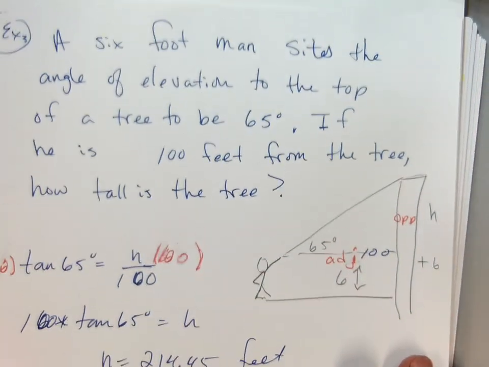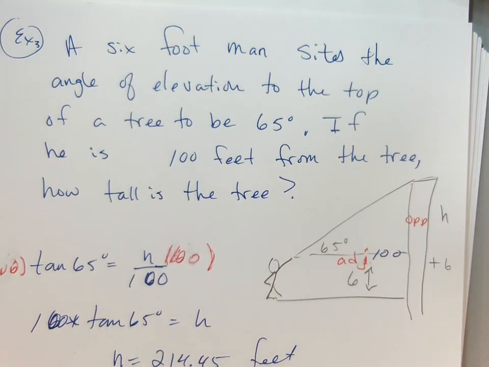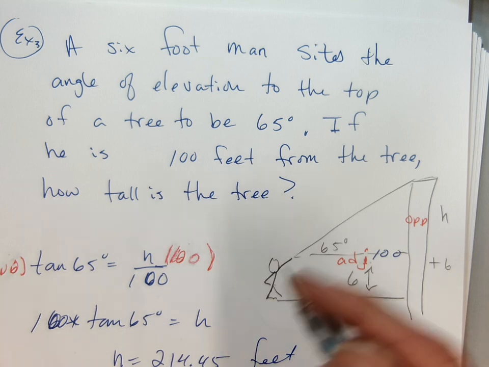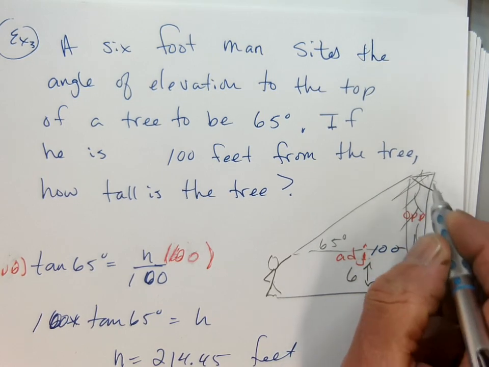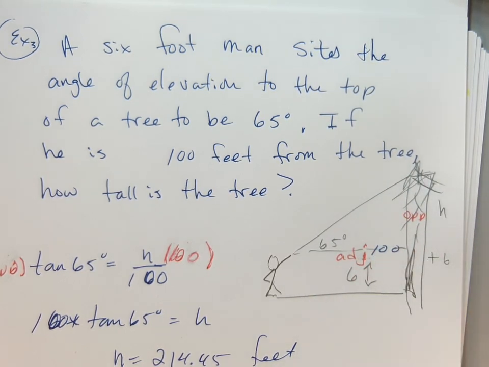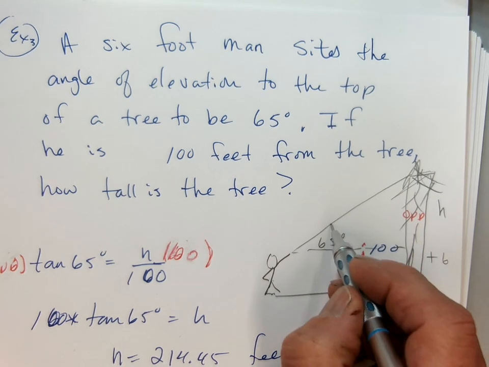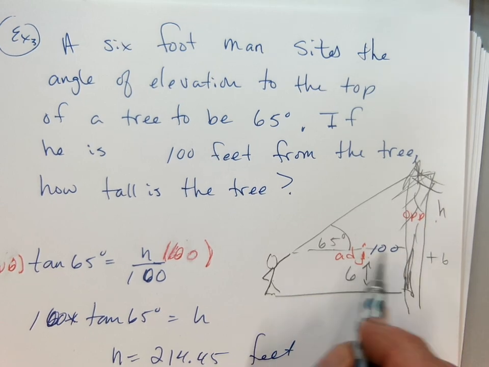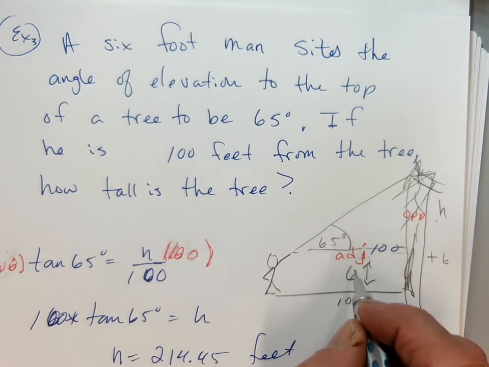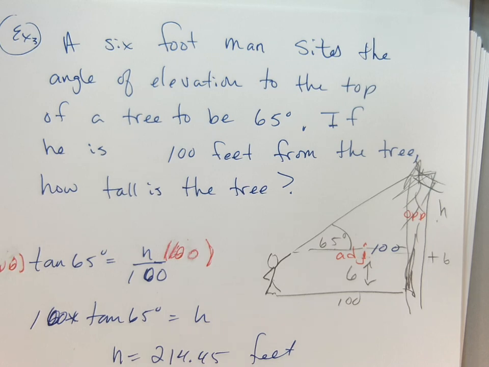And then finally, we had a little story problem. Okay, we've got a 6-foot man who sights the angle of elevation to the top of a tree to be about 65 degrees. How tall is the tree? So here's my tree, and again, nothing's drawn in perspective. Here's my tree trunk. Again, it's not drawn to scale. So here's my angle of elevation, 65 degrees. My tree is my opposite. 100 feet is my adjacent. I'll add the 6 in when I'm done. Again, it's not drawn to perspective.